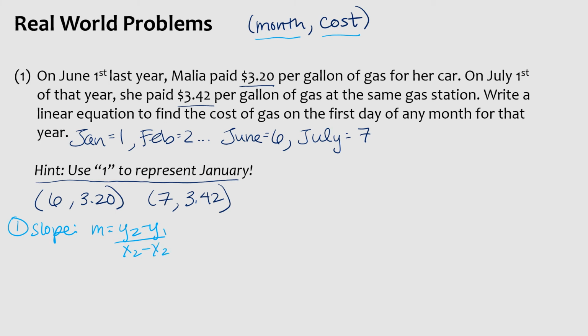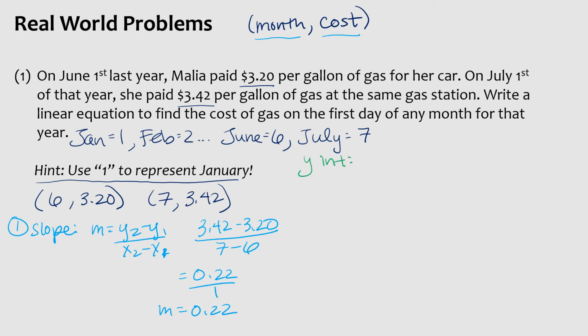So I'm going to choose to do my 2's first. So 3.42 minus 3.20 over 7 minus 6. Okay, 42 minus 20, that's 22. So 0.22 over 1, which makes my slope 0.22. Perfect.